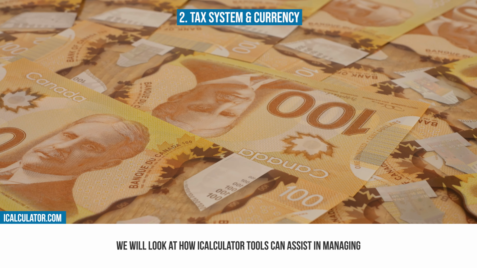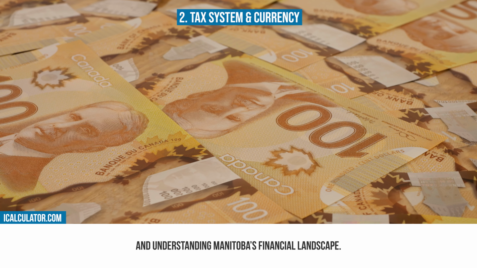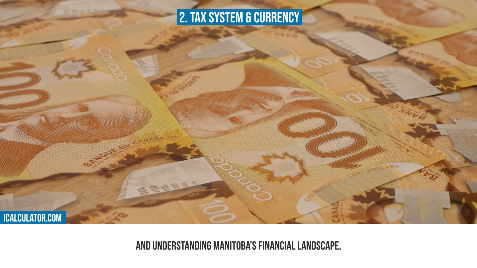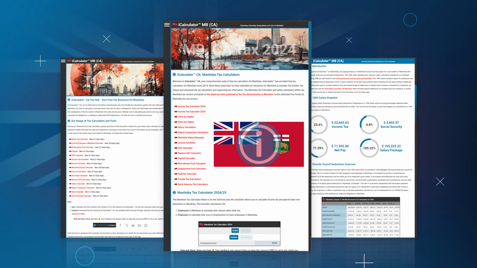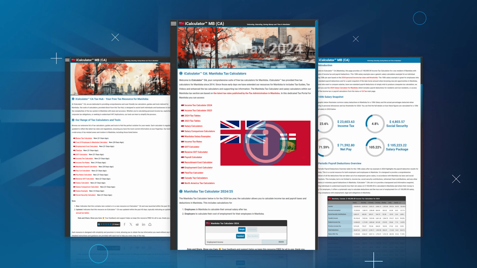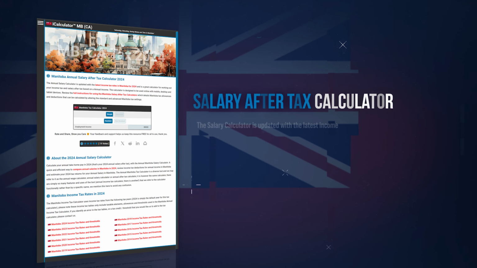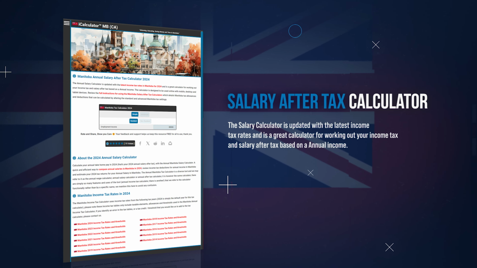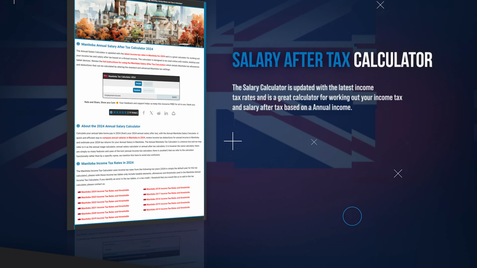Next, we will look at how iCalculator tools can assist in managing and understanding Manitoba's financial landscape. iCalculator is home to a comprehensive suite of different tools to simplify and clarify your financial planning and decision-making. You can start by understanding your take-home pay with our Salary After Tax Calculator, which offers a clear view of your net income after all tax deductions.